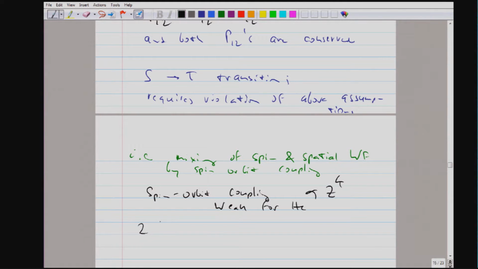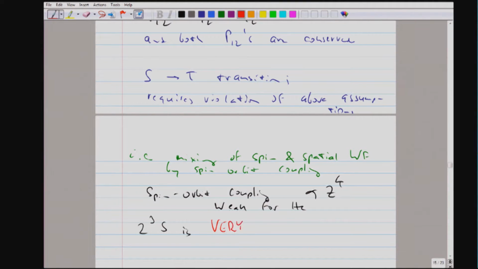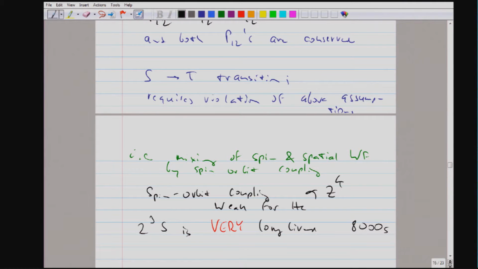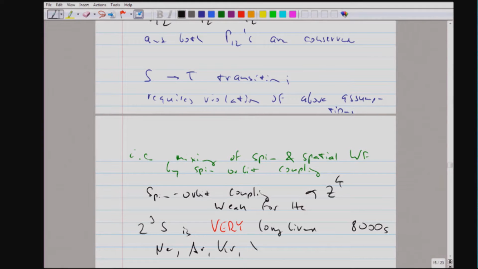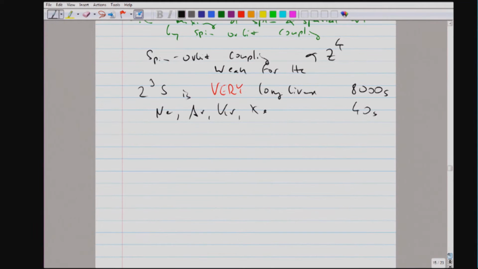Therefore, the triplet state is extremely long-lived. The lifetime in helium is 8,000 seconds. It's one of the longest-lived metastable states you can imagine and which you find in atomic physics. Now, since spin-orbit coupling becomes rapidly stronger with nuclear charge, you would expect the metastable lifetime to be much shorter for the analogous state in the other rare gases, and indeed the other rare gases are on the order of 40 seconds.